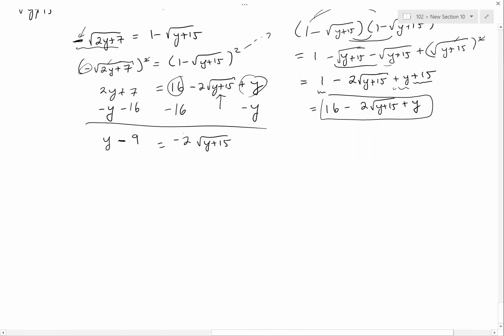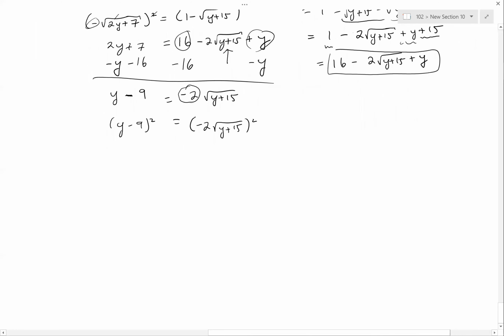At this point, if you saw it might be beneficial to divide both sides by 2 or -2, you could do that. But if I do that, I notice the left-hand side won't simplify if I divide by 2. So I'm not going to bother. So at this point, I'm going to square both sides. On the left-hand side, I'll end up with y squared minus 18y plus 81.